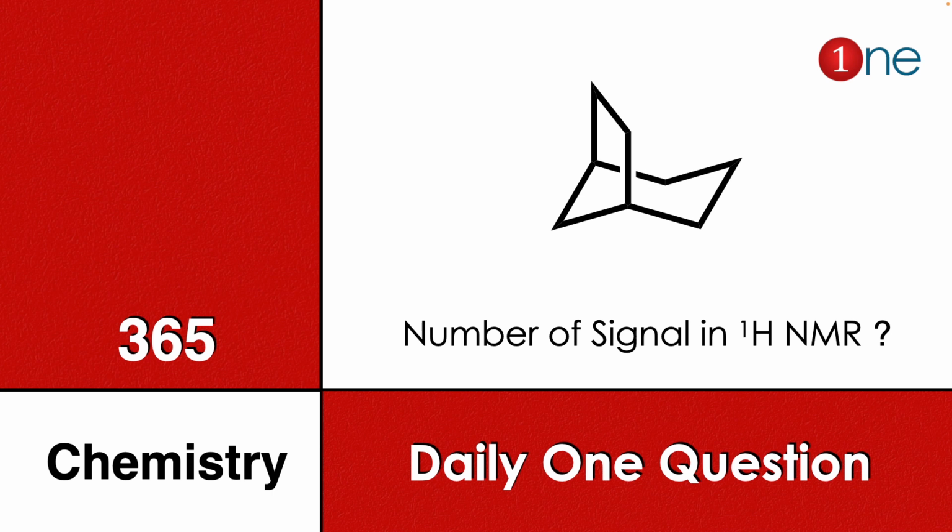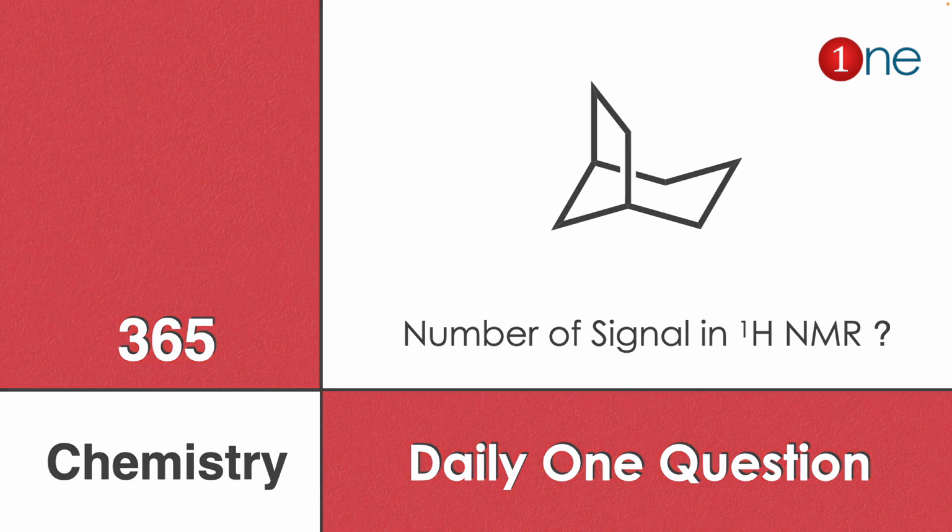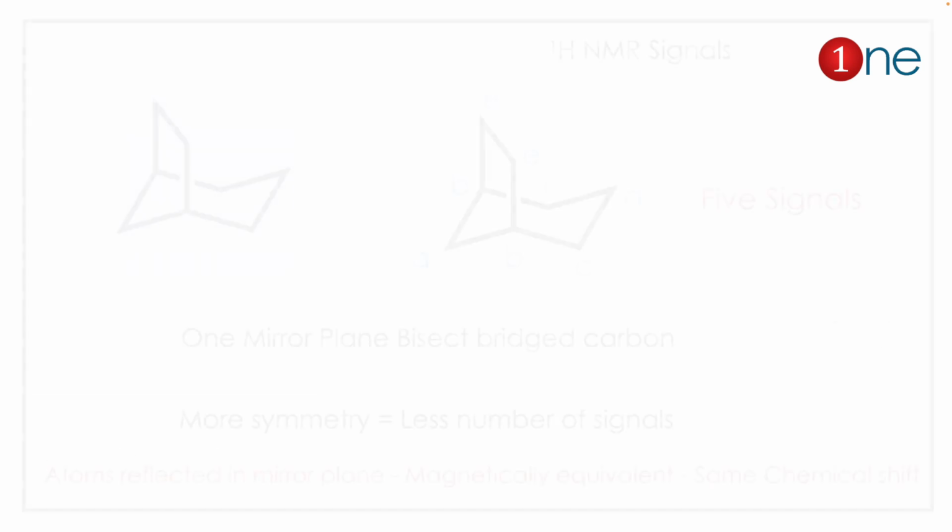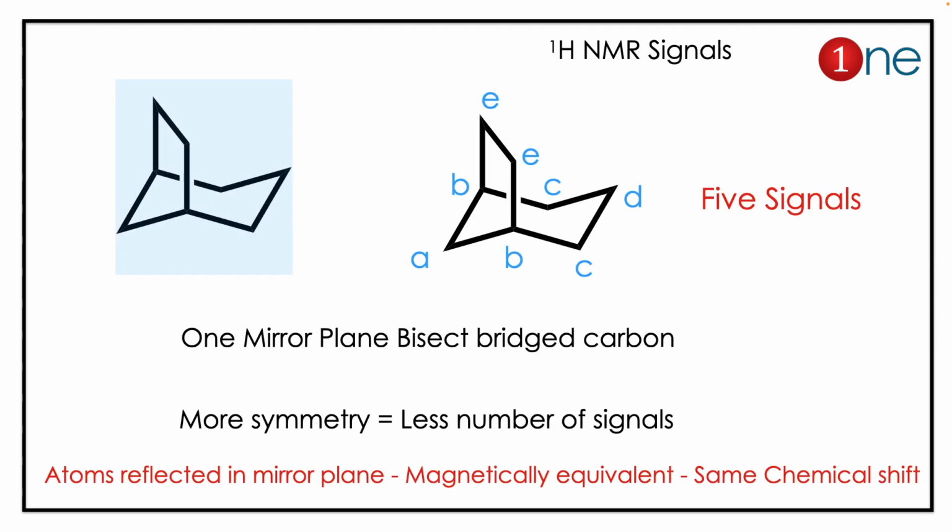Here a cyclohexane derivative is given with two bridged carbons. You have to find how many signals the compound can give in the proton NMR. Before finding the number of signals, you have to know whether any symmetry is present inside the molecule or not.